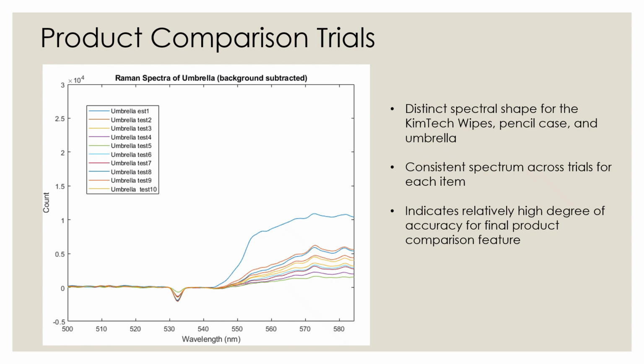The umbrella spectra were very different in shape from those of the pencil case and wipes. However, once again, you can clearly see the same peaks and curves being replicated across all trials. The result of this testing means that the product comparison feature should function well in our final product. Exact analysis of the accuracy of both our material analysis and product comparison tests will be discussed later on in the software section.